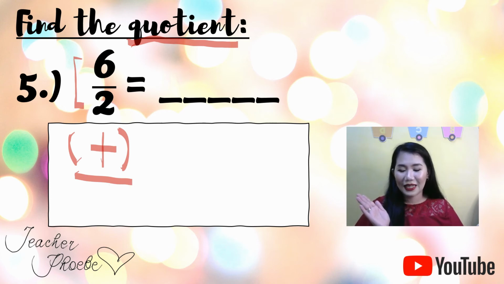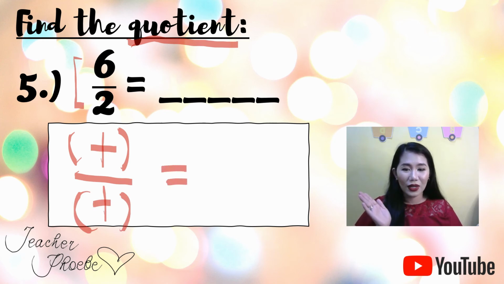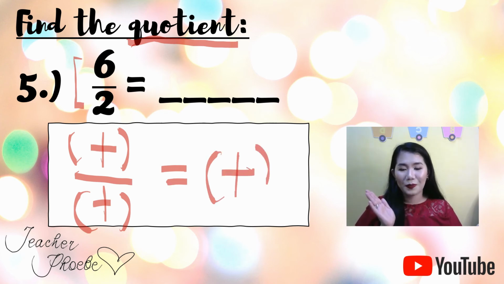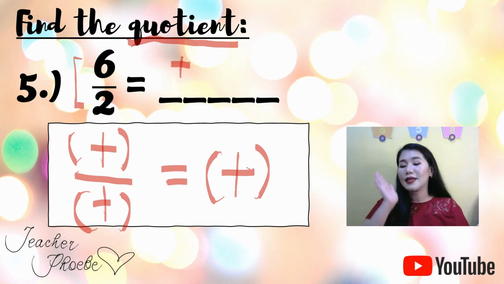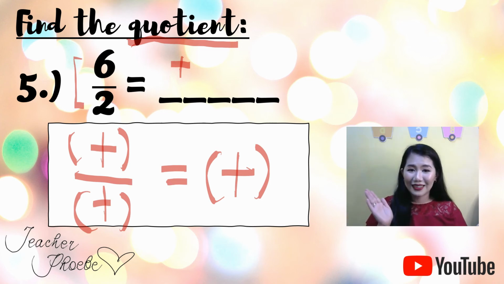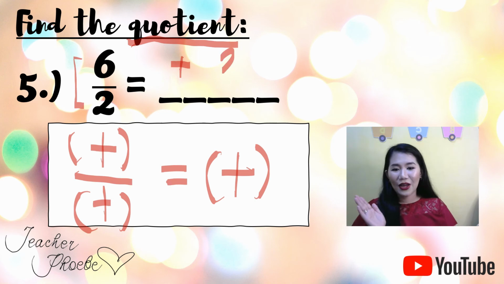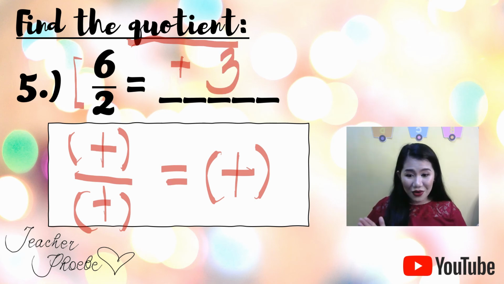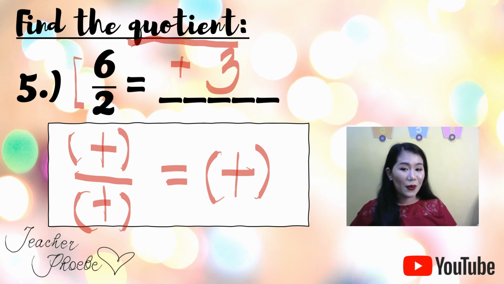Okay? So, since nakikita nyo naman na parehas sila positive, ano daw ang sabi sa rule kanina? Positive, positive, that is also positive. And then after identifying the sign of your integers, what you're going to do is, since you're asked to find the quotient, therefore you're going to divide 6 divided by 2. Right, that is 3. Okay, so your final answer is positive 3. However, again, I already reminded you about writing the positive sign.